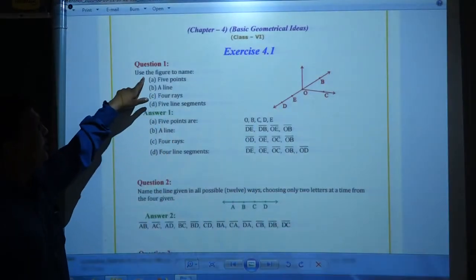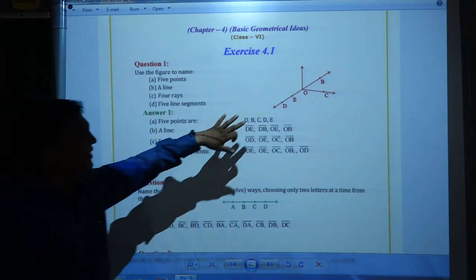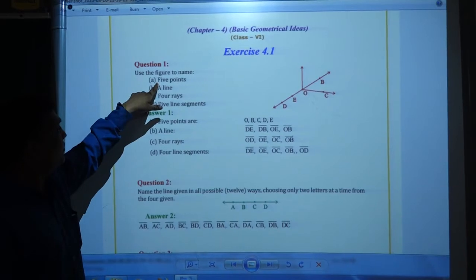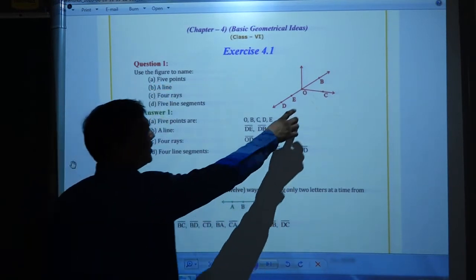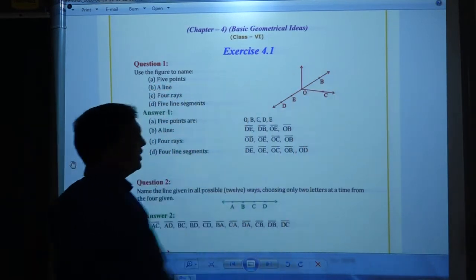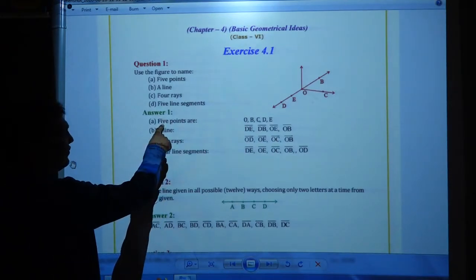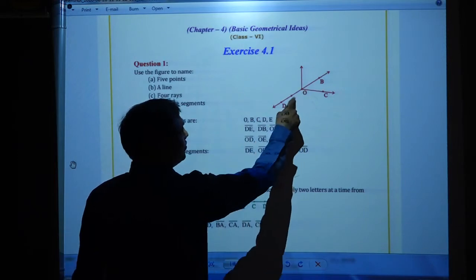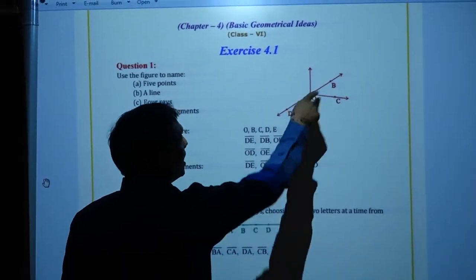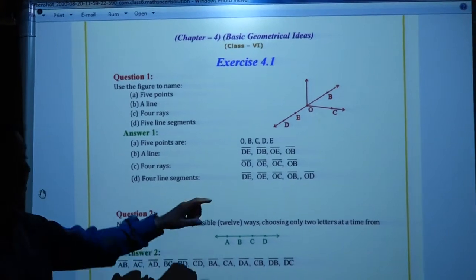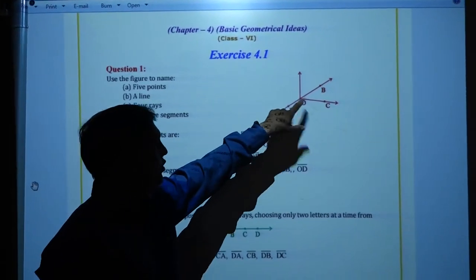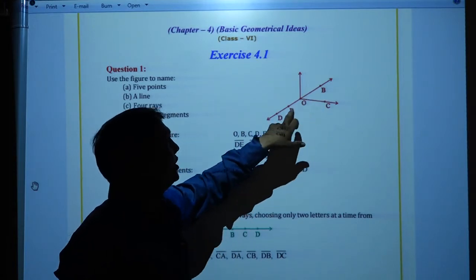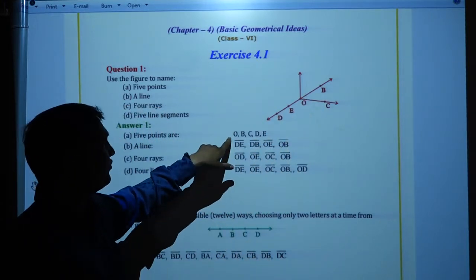The first question is, use the figure to name. Here a figure is given and we have to find the answers to this question. The first one, we have to show 5 points. In this figure you show 5 points. If you see here, the answer is written: 5 points are O, B, C, D, E. These are all the 5 points. This is a point. You can write them any way: D, E, O, C, B or C, B, O, E, D. Any way you can write. So these are the 5 points.